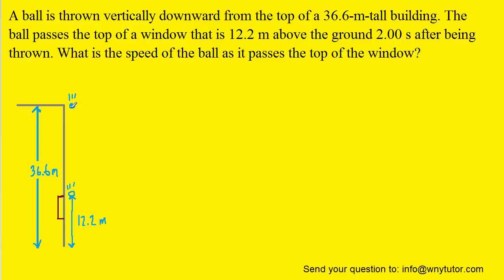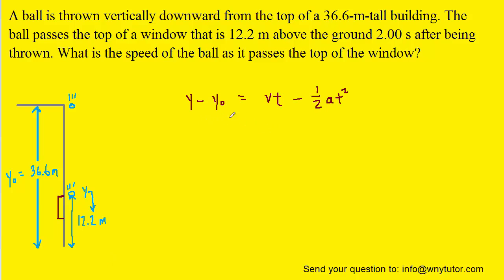We'll notice that the ball was initially thrown straight downward, and because it was thrown at the top of the building, we know that the initial position of the ball, which we can call y sub 0, is equal to 36.6 meters. The ball then reaches the top of a window that's located 12.2 meters above the surface, and so we can call that the final position, and that will be the 12.2 meters.